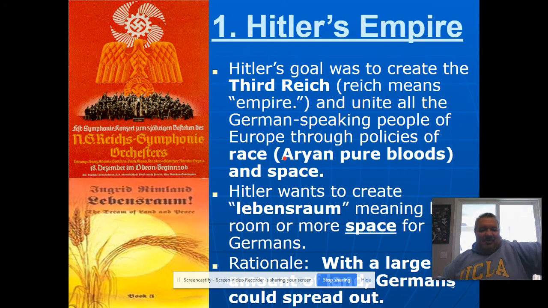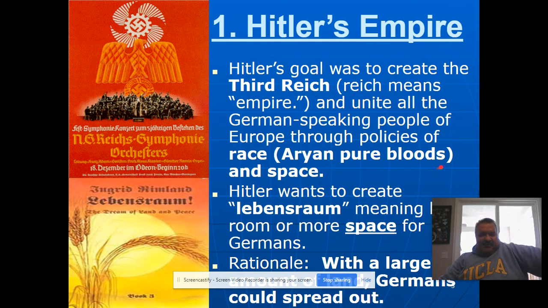Race meant all this Aryan pureblood language that we saw during the Holocaust. We have to keep the German bloodlines pure, so we have to get any non-Germans out. This is their specious theory. We talked about the flaws of that when we studied the Holocaust.